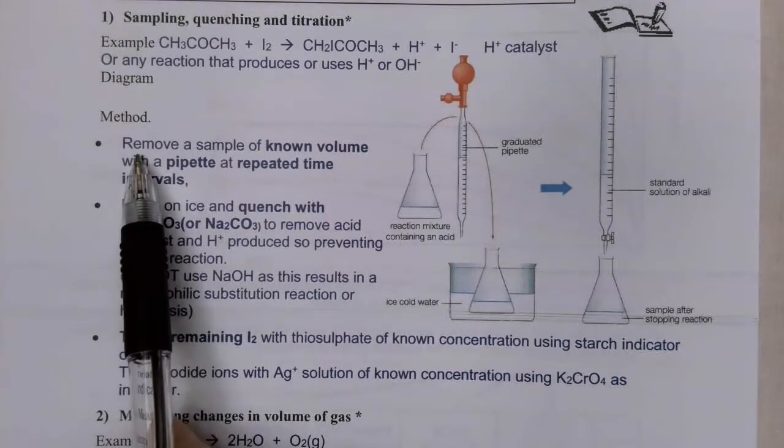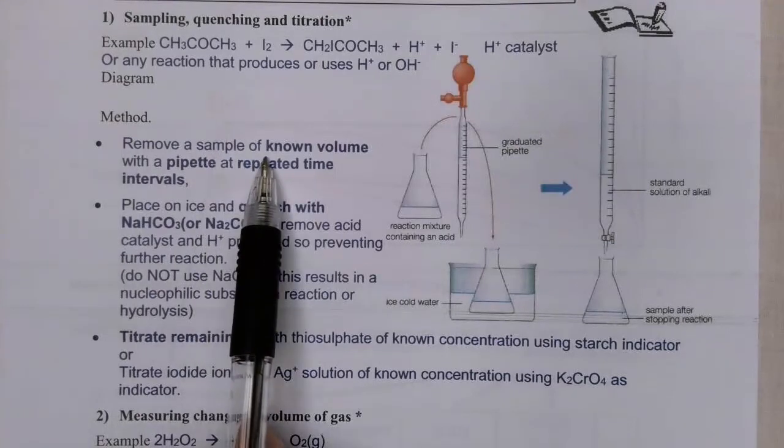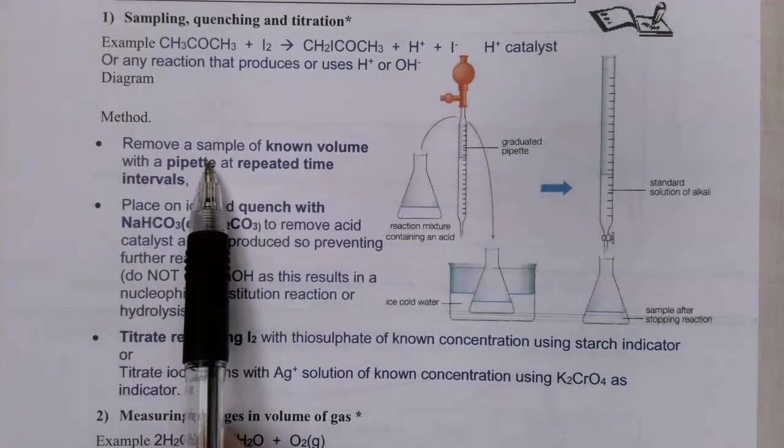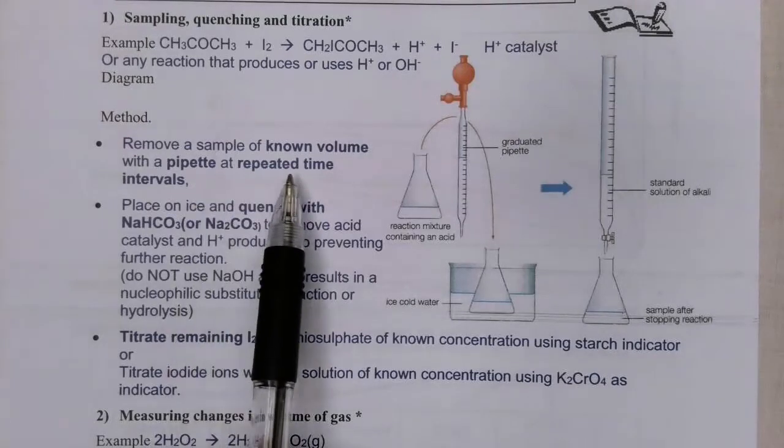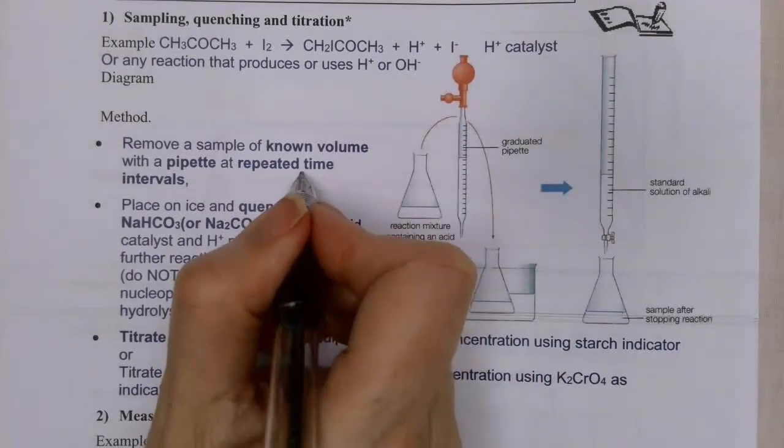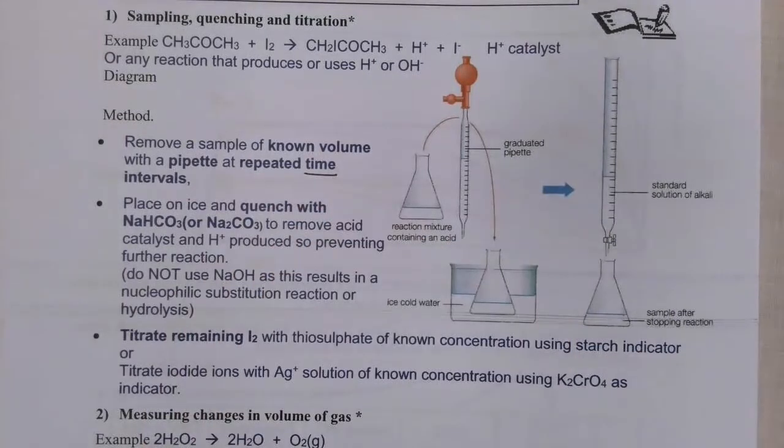So what I'm going to do is remove samples of a known volume using a pipette at repeated time intervals. Again, remember, we have to include some sort of time measurement if we're dealing with rates of reaction. Now we need to quench the reaction. In other words, we need to stop the reaction at this point.